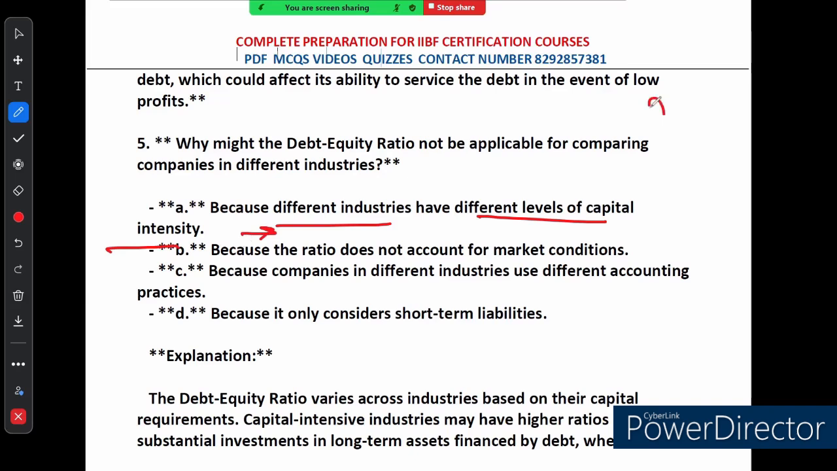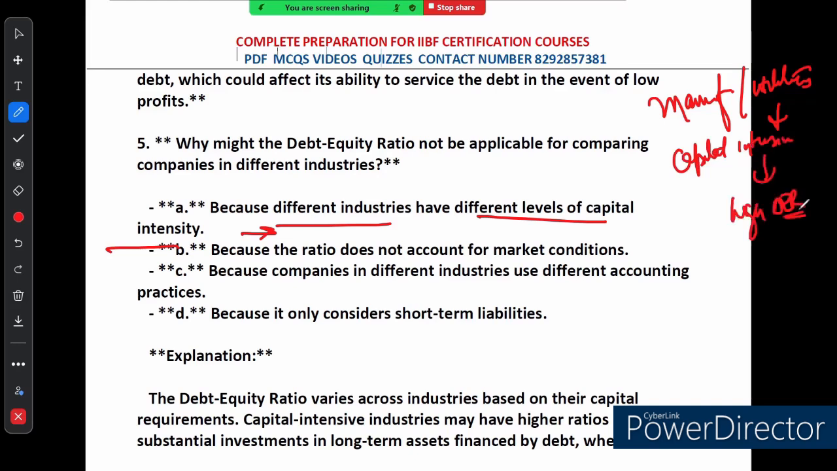Let's talk about some industries like manufacturing and utilities, which are capital-intensive industries. So these industries, manufacturing, are capital intensive. So they tend to have a high DER. They have a high debt equity ratio. They tend to have a high DER due to large investment in long-term assets. Why do they have a high DER? Because they have large investment in long-term assets.